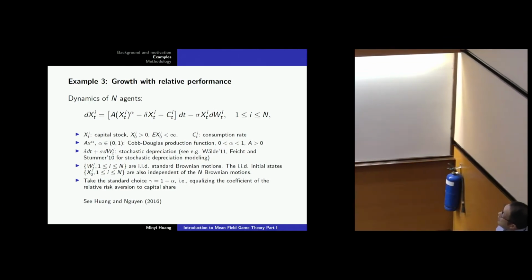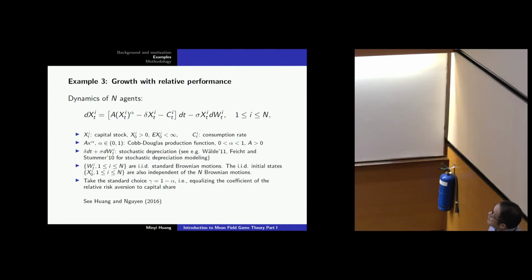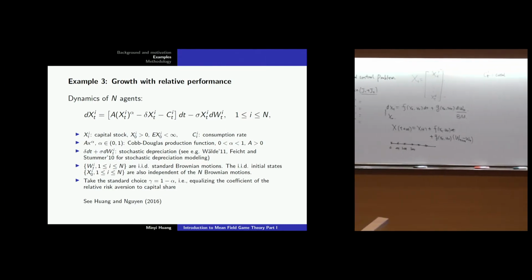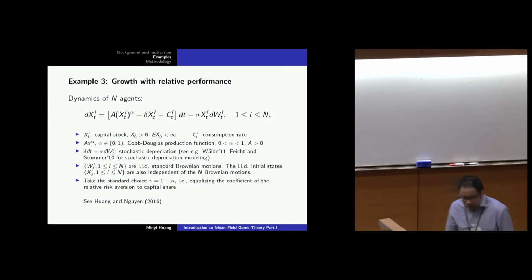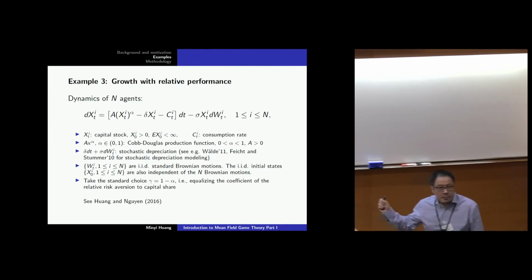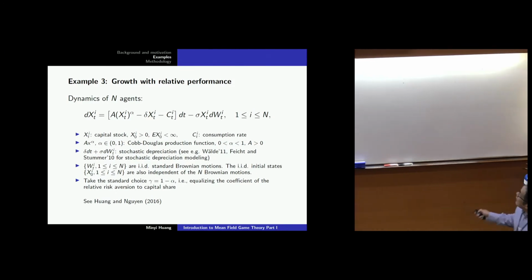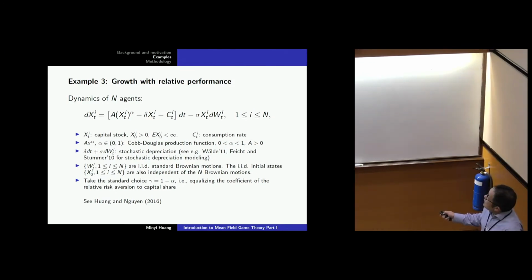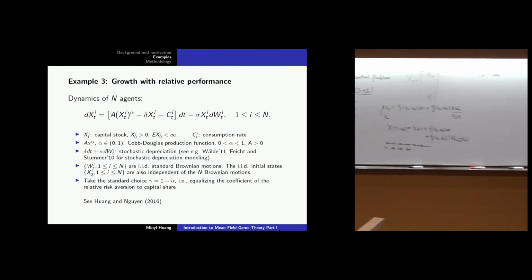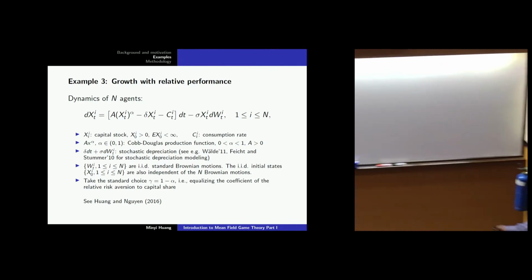We also have a little bit of interpretation about the dynamics here. Essentially, this alpha power part is the Cobb-Douglas production function. It's a standard in stochastic growth theory for endogenous growth modeling. Here, this term is for stochastic depreciation. And also we have some standard independence assumption about the noises.